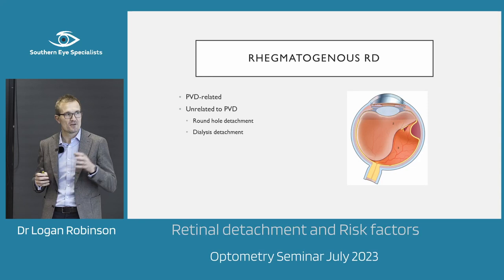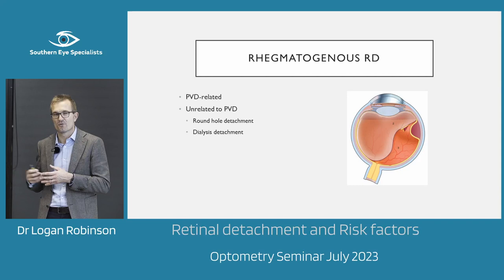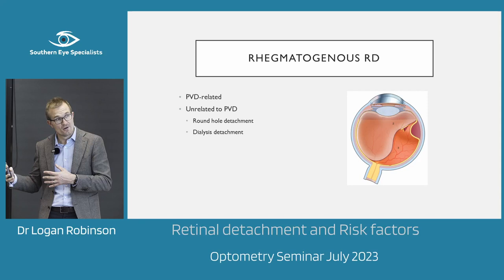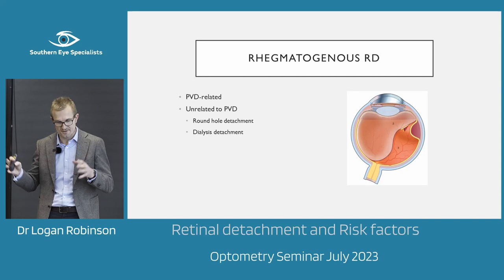But then you've got these unrelated to PVD ones, so they've got either a dialysis, which might be traumatic or sometimes spontaneous, or a round hole detachment, but they don't have PVD, so they're slowly progressive detachments that are maybe treated differently, and perhaps often younger patients as well, and more myopes for the round hole detachments too. So they're quite different things really.